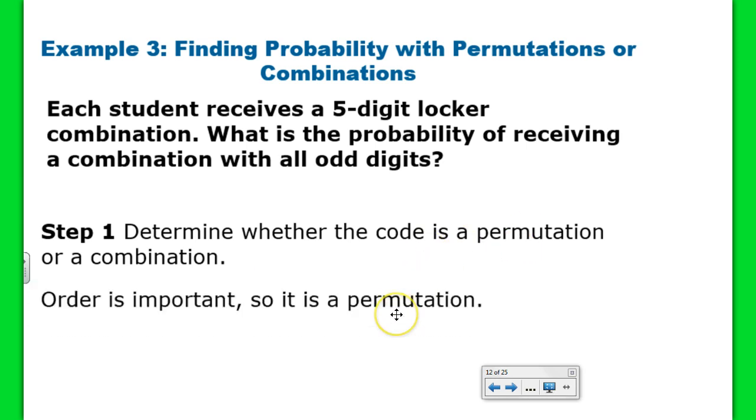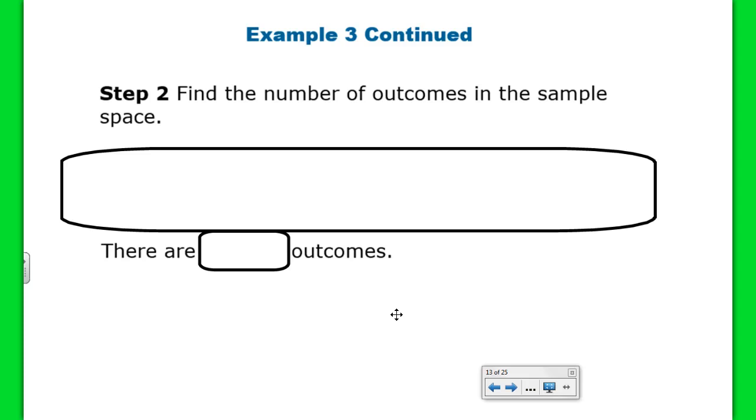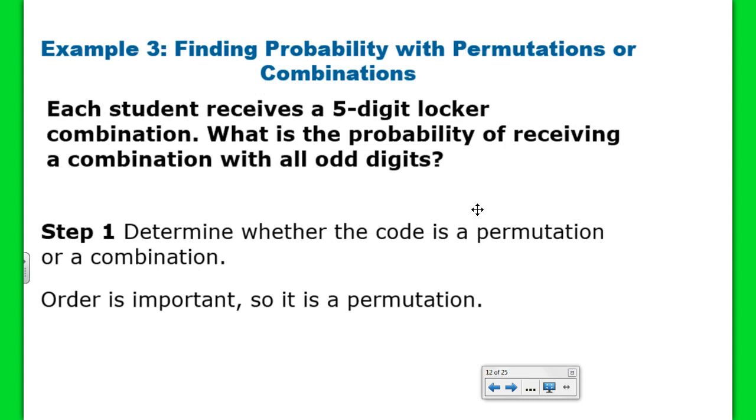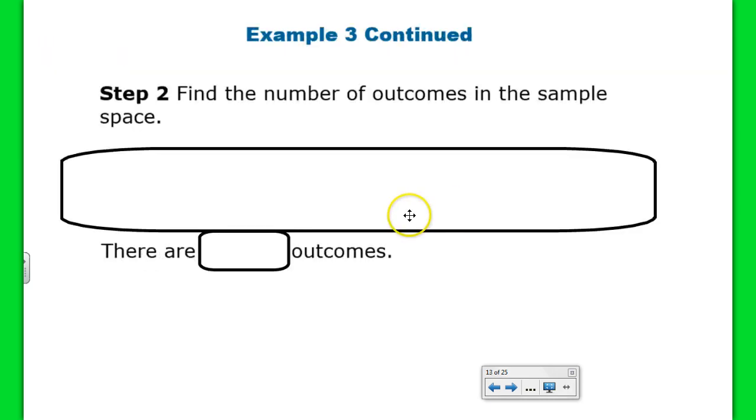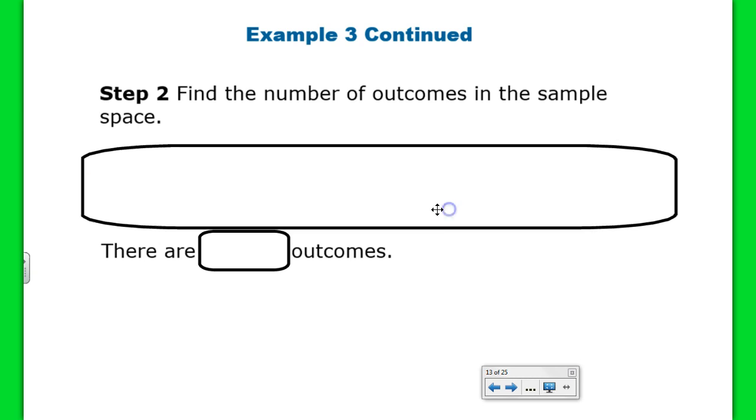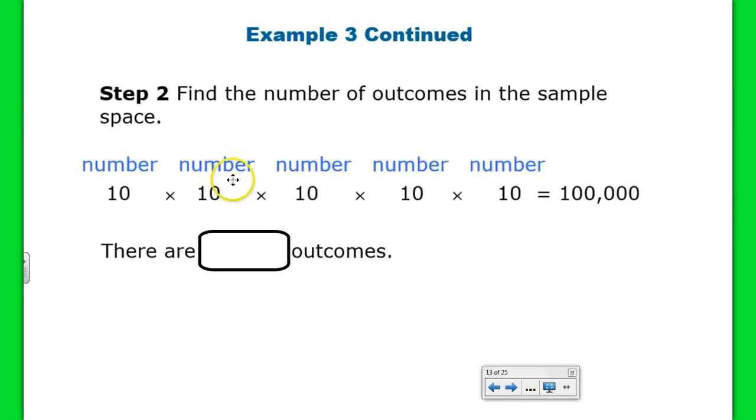Yes, it does, doesn't it? So this is a permutation. And so let's find the total number of arrangements in the sample space. And so again, we have a 5-digit locker combination. And so each of the digits is a possible number, and we have 10 digits, right? So we see that we end up with 10 times 10 times 10 times 10 times 10, or 100,000 possible outcomes.